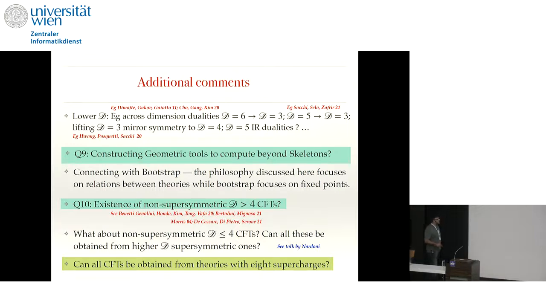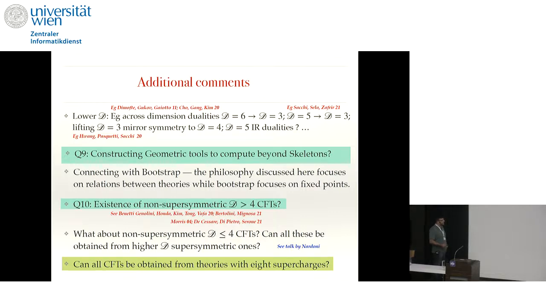There are other very interesting questions. Of course, all of what we have discussed was about skeletal properties of supersymmetric theories. What about going beyond skeletons? This is a major question in this field. Another question I would say is connecting with Bootstrap. The philosophy here was based on relations between different theories. The Bootstrap approach mainly focuses on a given theory and the properties of those theories, so I think there is a lot of room for marrying these two approaches.